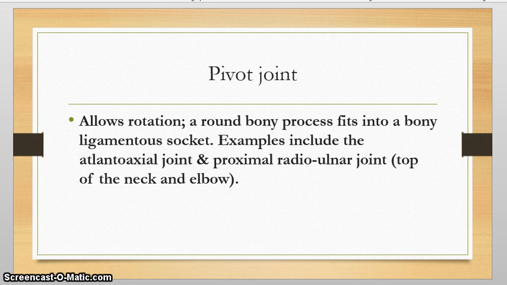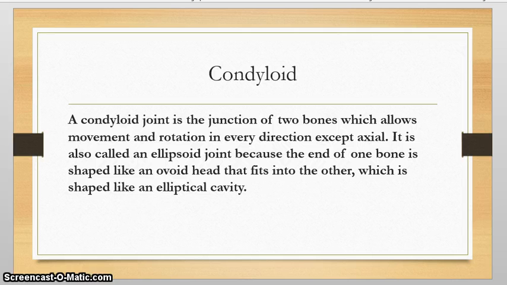Next one is the condyloid. The condyloid joint is the junction of two bones which allows movement and rotation in every direction except the axial. It is also called an ellipsoid joint because the end of one bone is shaped like an ovoid head that fits into the other, which is shaped like an elliptical cavity.